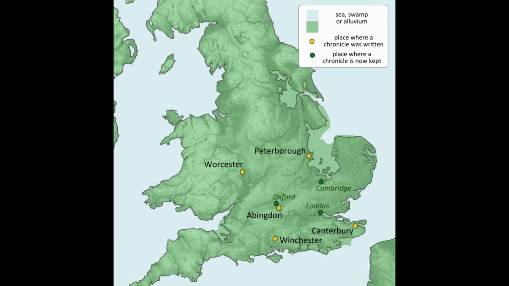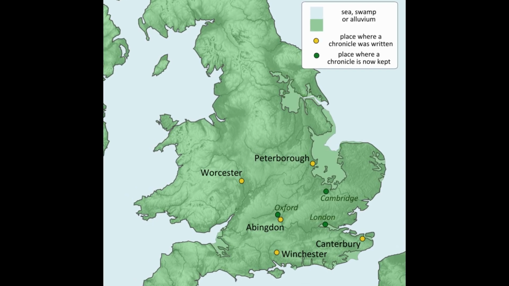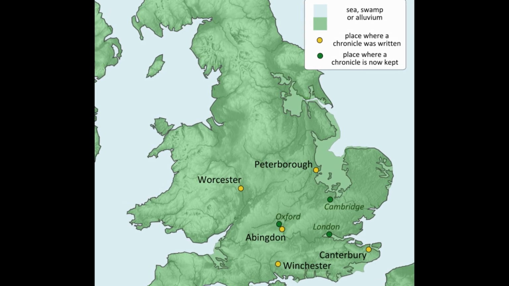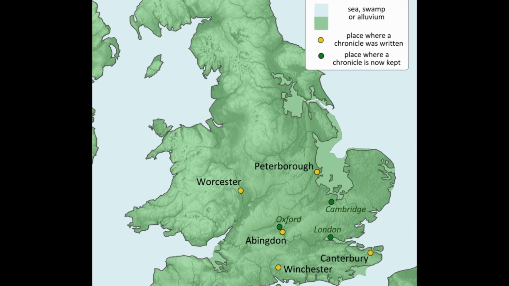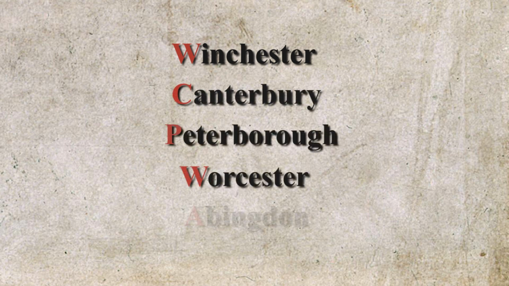The Anglo-Saxon Chronicle was not compiled in one place, but was a series of writings or annals of events by different scribes, arranged chronologically by year. It is fairly terse. There are 5 main manuscripts named after the religious institutions where they were compiled. These are Winchester, Canterbury, Peterborough, Worcester and Abingdon.